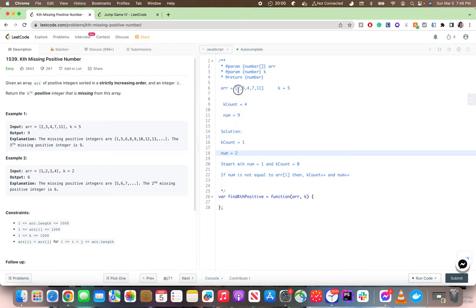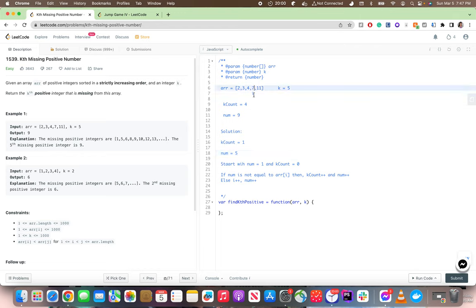2 is here, right? Okay, 2 is here, so we will not increment k count. Otherwise, if num is equal to array[i], we will just do i plus plus and num plus plus as well, because we want to check another number. So 3 is here, right? We do i plus plus and num plus plus again. 4 is also here, so we do num plus plus and i plus plus again.